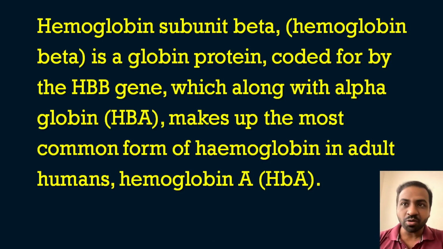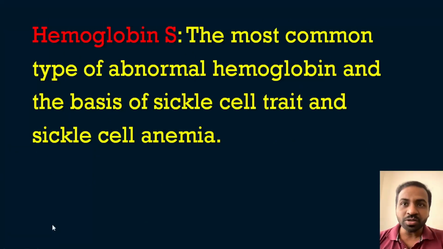The final option was hemoglobin S, the most common type of abnormal hemoglobin. It is the basis for sickle cell trait and sickle cell anemia, which can happen in patients with HbS, an abnormal trait. So I think the first question is clear for you. You are getting answers for nearly 3 to 4 questions in one question itself.